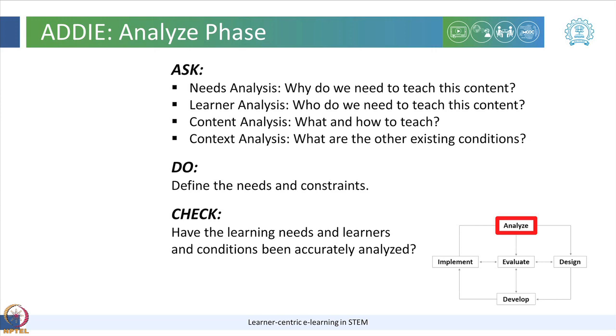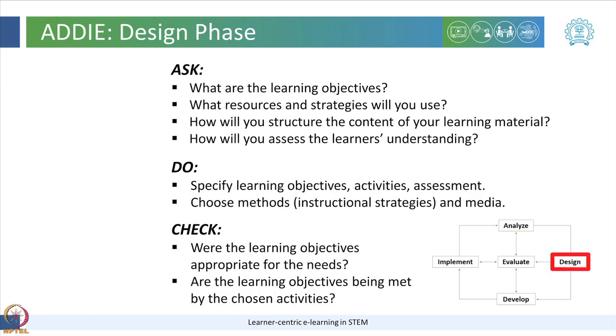So in the analyze phase, we have to ask all these questions related to the needs analysis, learner analysis, content and context analysis, and we have to define the needs and constraints. And we have to check, see, there's the evaluate box going back and forth: have the learning needs and the learners and conditions been accurately analyzed?